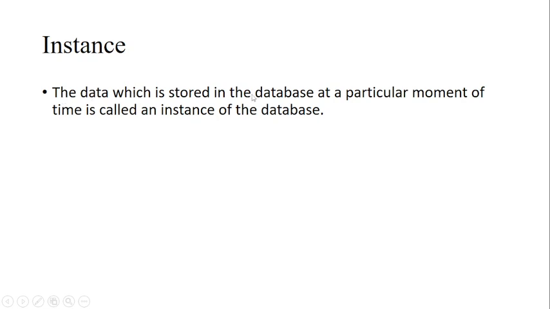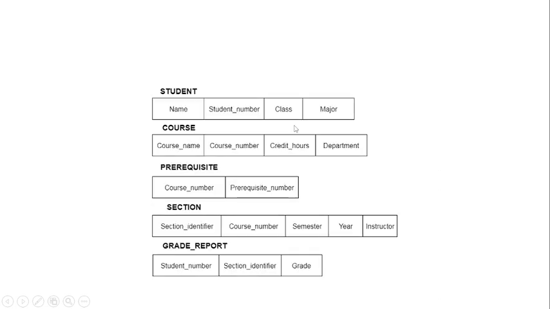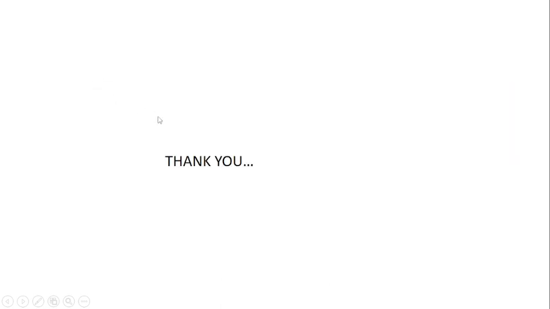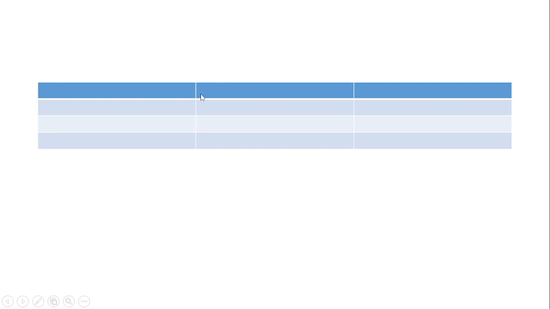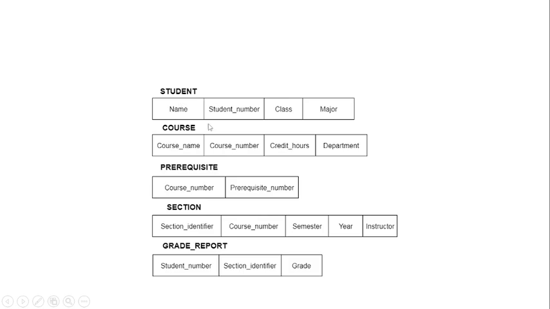The data which is stored in a database at a particular moment of time is called the instance of the database. So what is instance? This is the data. This is the schema, that is a skeleton structure created by the database administrator. So instance is the things which we are going to insert into any schema or any table. Like for student name, we add some names like Adam, Smith, and student number like 1, 2, class as first year, second year, major subjects as DBMS, C and all.